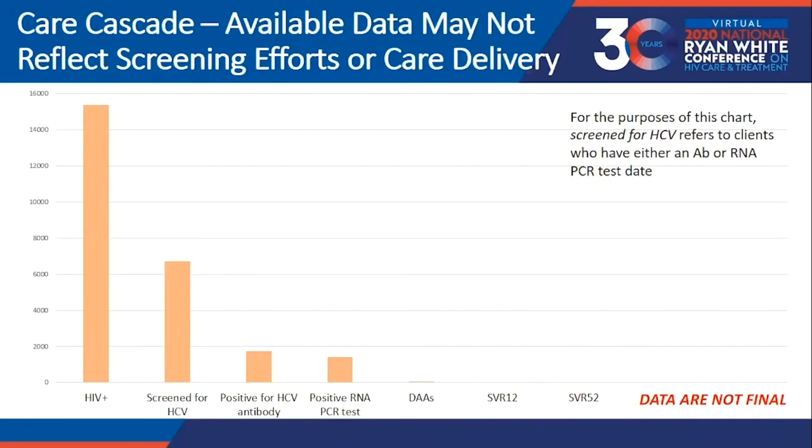If you look at this at a glance, you can see that there isn't much of a drop from HCV antibody being positive to the RNA-PCR test being positive. And you might also see a pretty big gap going from RNA-PCR test positive, meaning confirmed infection, to receiving DAAs. And then the next two slides, I'm going to explore why we're seeing these patterns and what we have done and will do to address this.